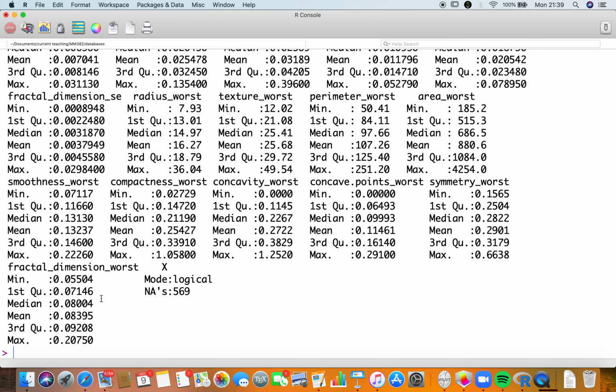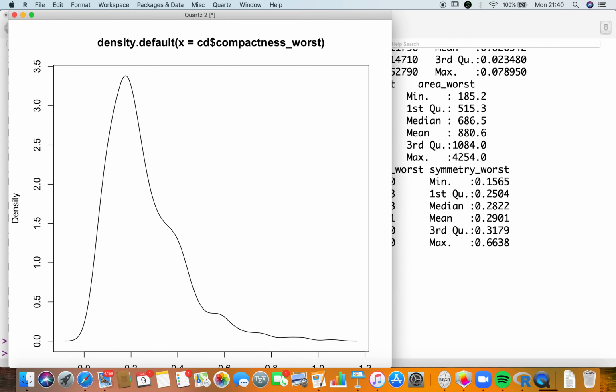So let me look at, for example, it doesn't matter which one we look at, the compactness worst column. Okay, so I'm going to copy that. I'm sure Abdul has done this, or maybe he hasn't done this for you, but here's how you get the frequency plot. You plot density, CD$compactness_worst, which means you isolate the compactness worst column from the CD database, and you plot its density. Okay, and I'm going to do that here, and this is what I get.